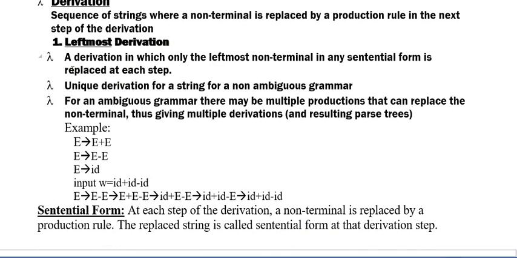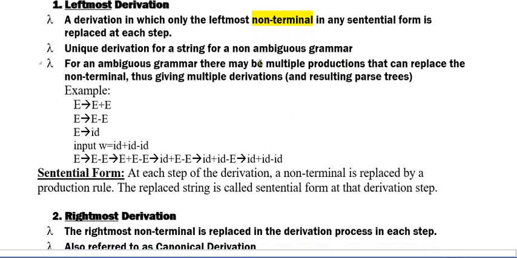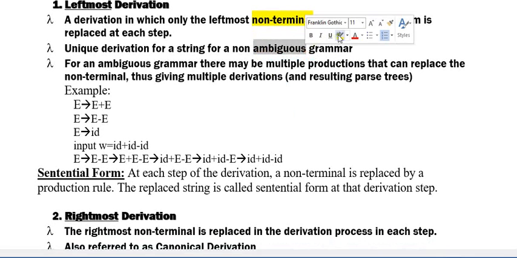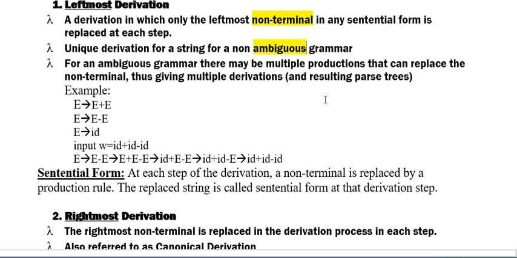So what is left derivation? A derivation in which only the leftmost non-terminal, meaning the capital letters in any syntactical form, is replaced at each step, and a unique derivation for a string for a non-ambiguous grammar. Ambiguous means the non-commonality. That means the left hand side and the right hand side are not common or matched, are known as ambiguous. So the non-ambiguous means they are not matched.